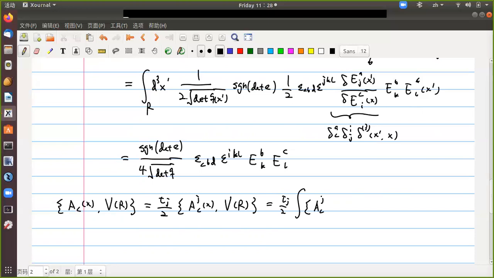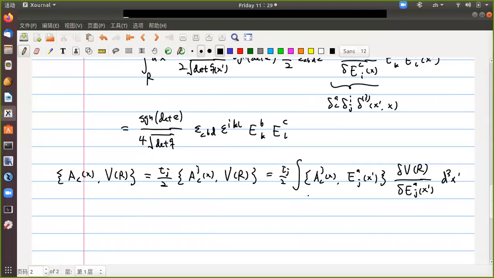So A, C, J, X, E, A, J, X prime. And delta V of R, delta E, A, J, X prime. Okay. And then these three X prime. So this is not the linearity of the Poisson bracket. This is probably called the chain rule of the Poisson bracket.